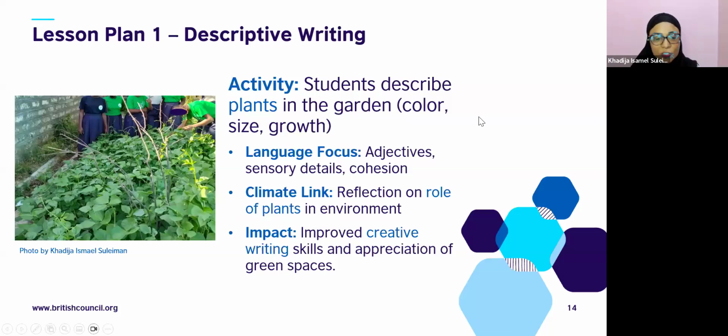So today we are going to look at some of the activities that we have done in the class. Our first activity is descriptive writing. In this activity, the students observed the plants in the garden. They're the ones who planted the plants. They prepared the garden, they planted.